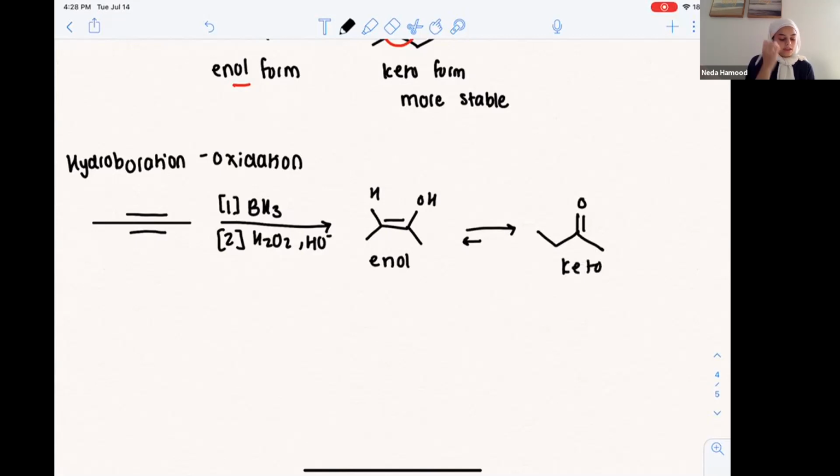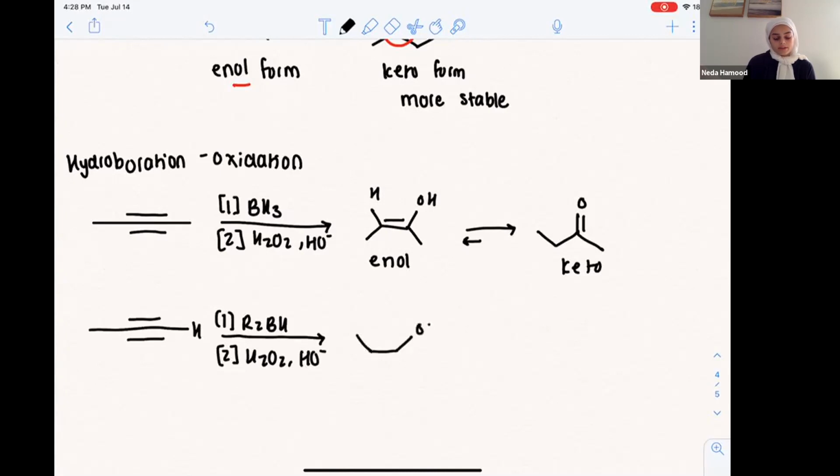keto and enol forms. And let's say that we have a terminal alkyne like that. For this, you would add R2BH. And again, this is a two-step thing. H2O2, OH minus. Then you get to add your enol like this. And then you actually don't get a ketone from this, you get an aldehyde.